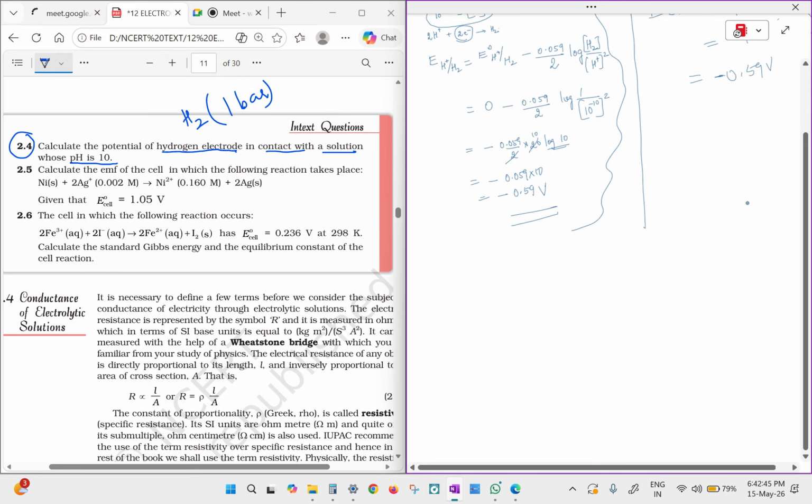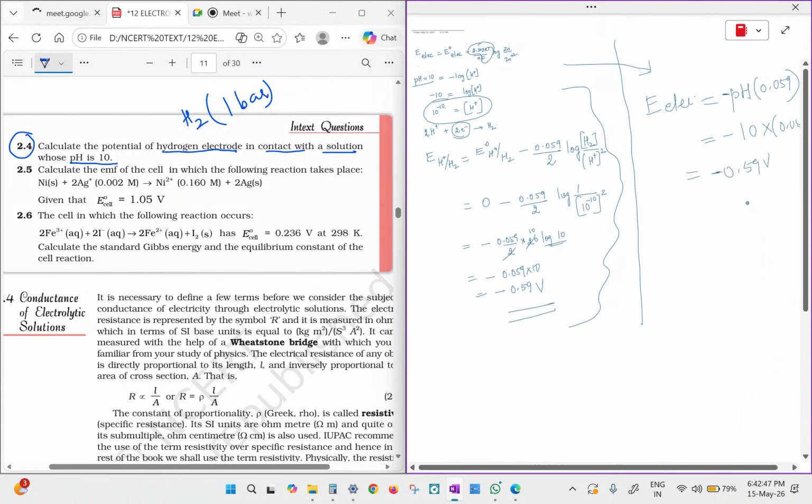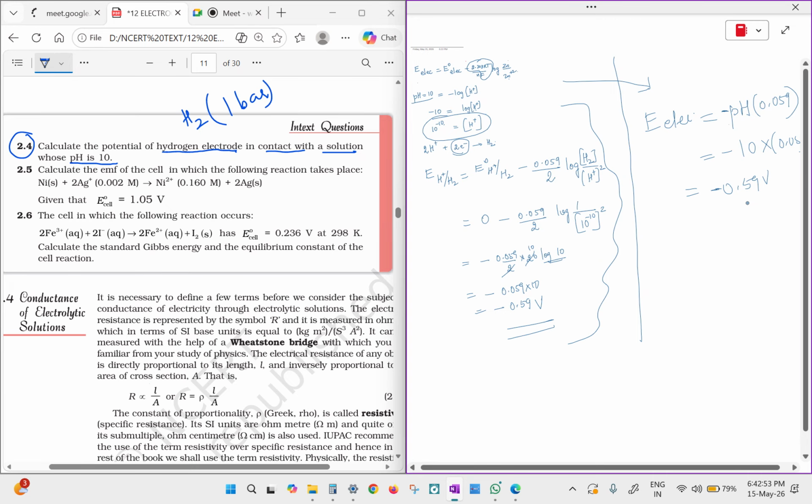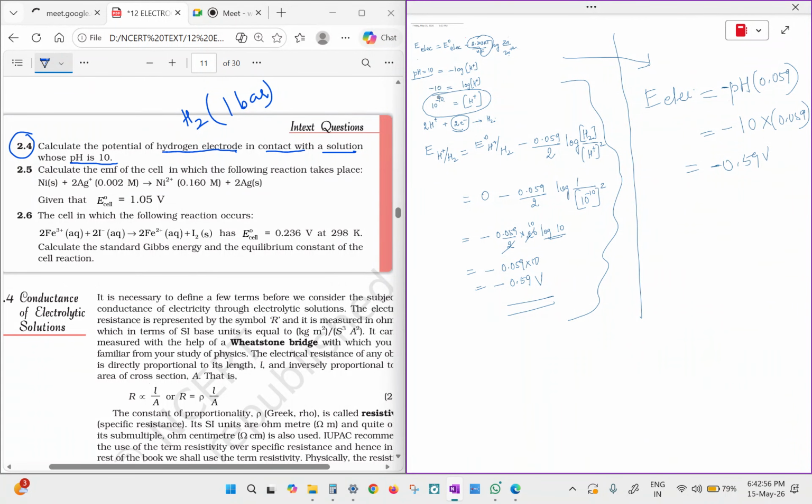Ishan, Pranav? Ma'am, this log of H plus equals minus 10, then how does it become 10 to the power of minus 10? Okay, anti-log of minus 10. Anti-log of minus 10, man.